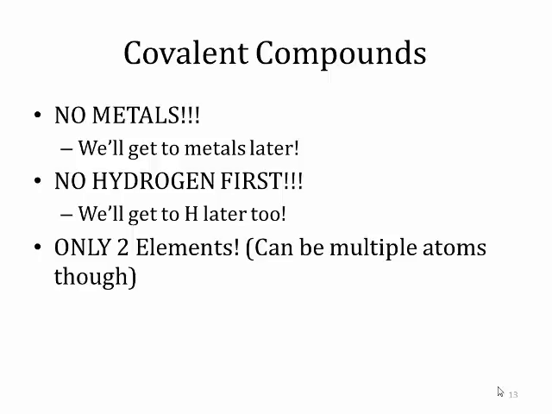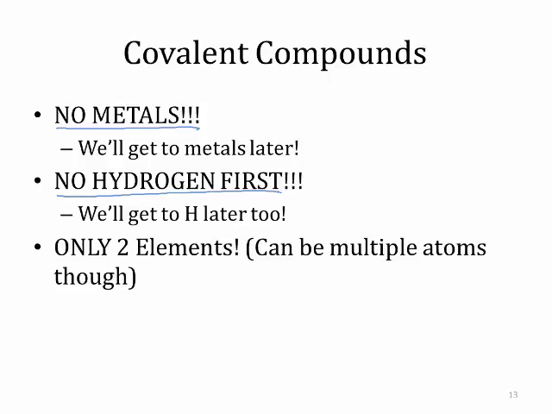Turn your note page over to page 2. We're going to now look at how to name and write formulas for covalent compounds. First thing we need to remember is with covalent compounds, we're not having any metals. We'll get to metals later when we do ionic naming and formula writing. And hydrogen will never be first. Again, when we get to hydrogen being first, that'll be naming and writing formulas for acids.